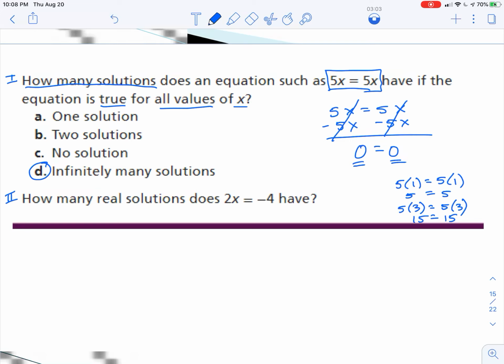Let's look at number 2. How many real solutions does 2x equals -4 have? Let's solve for this. I'm going to undo the multiplication by 2 with division by 2. That would give me 1x on this side, so I have x equals -2. It looks to me then like this actually has only one solution, doesn't it?